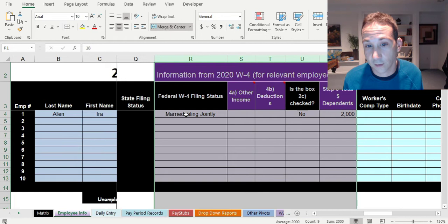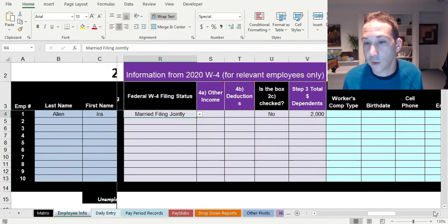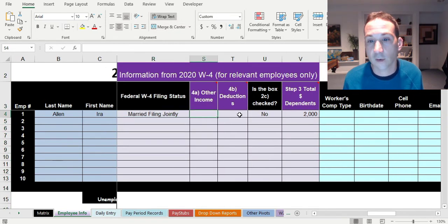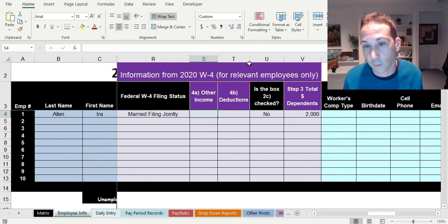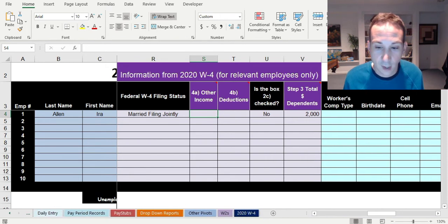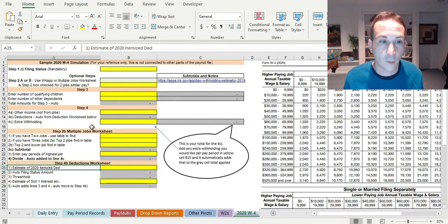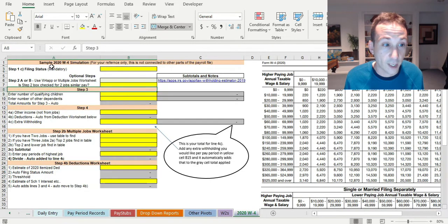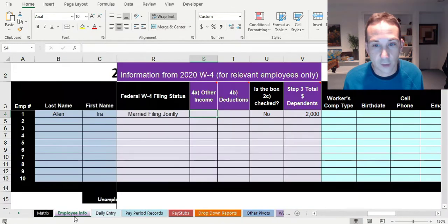Like what is their W-4's filing status? Do they have any other income? Are there any additional deductions on line 4B? All these things are located on the W-4 and a simulated W-4 that I have here where you can answer all these questions for your employee. But anyway, you'll have those things to fill out.